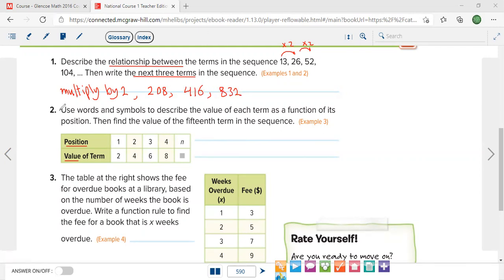Now in problem 2, use words and symbols to describe the value of each term as a function of its position. Means from 1, how can we get 2? From 2, how can we get 4? From 3, how can we get 6? It's clear that we are multiplying by 2, so this is 2n. So value equals position times 2, means 2n. And then find the value of the 15th. So 2 multiplied by 15, this will give you 30.